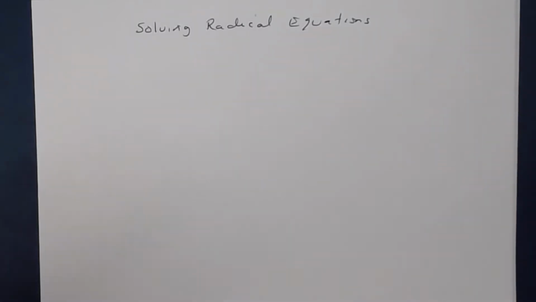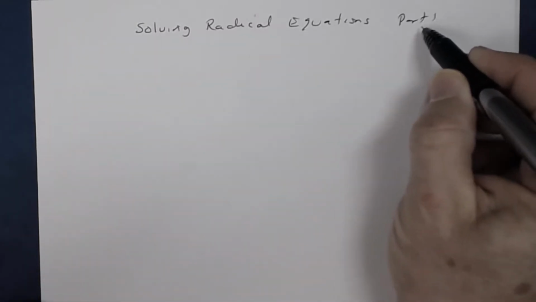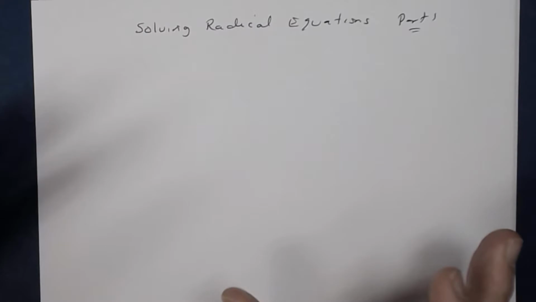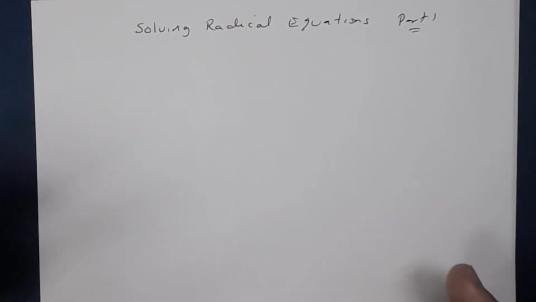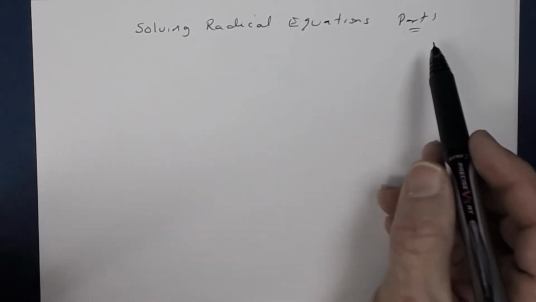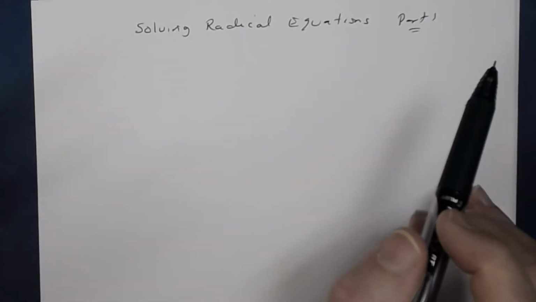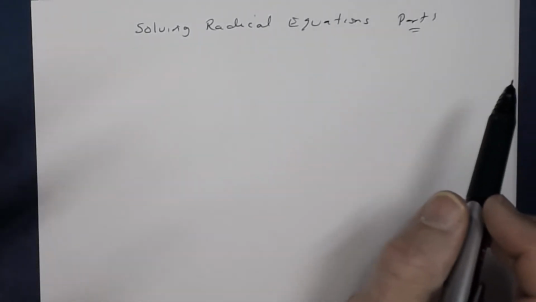In this lesson, we're going to look at solving radical equations, and this will be part one of this lesson. In part one, we're going to look at the simple kinds of radical equations. And then in part two, we'll look at a few that are a little bit more challenging, but you have enough background knowledge to be able to do parts one and two very easily.